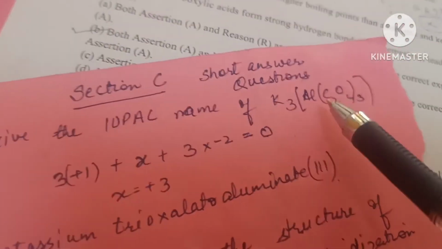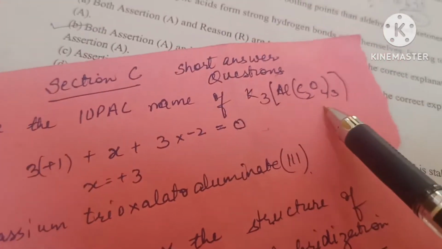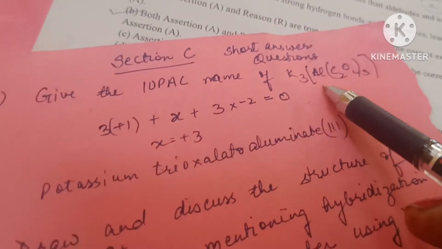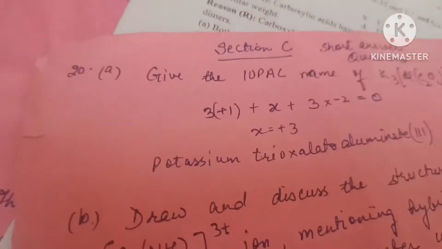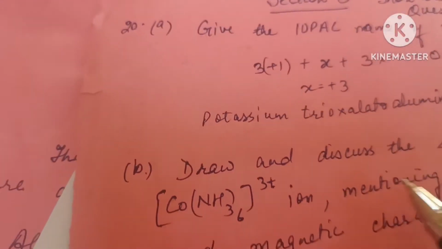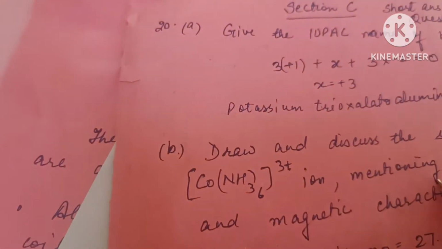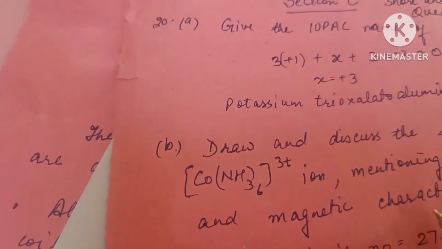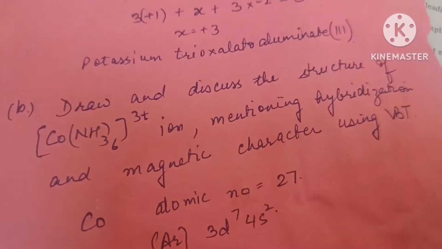Now for the name, the cation name comes first: potassium, then trioxalatoaluminate(III) is the IUPAC name. Draw and discuss the structure of hexaamminecobalt(III) ion, mentioning hybridization and magnetic character using valence bond theory.